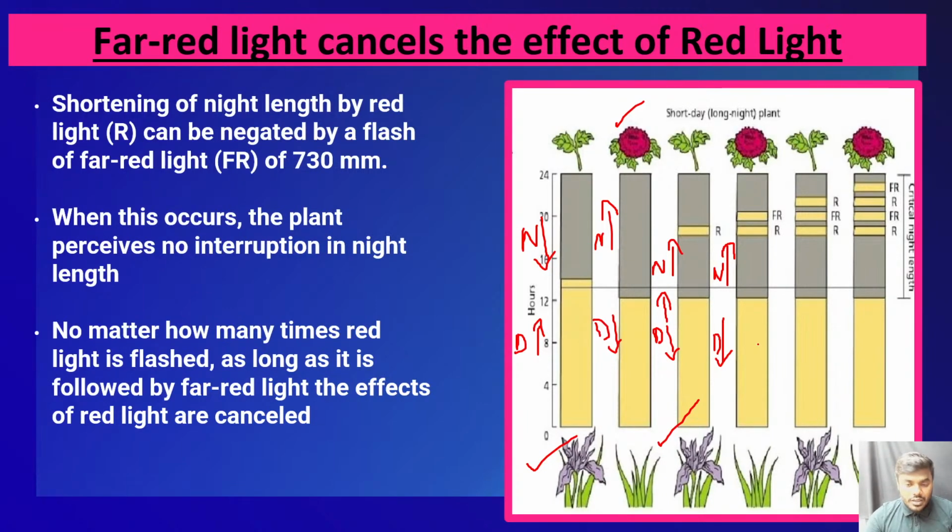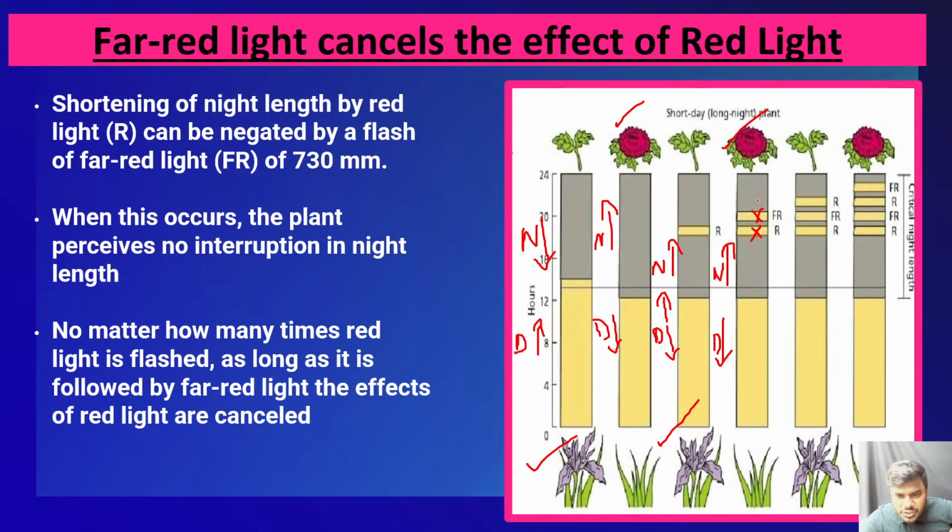What is the reason? Because friends, after the red light I have used the far red light. So friends, what does this particular far red light do? Far red light cancels the effect of red light. Very simple. Now you can ask me, sir, what exactly red light is doing here? Red light is increasing the day length. Then far red light cancels the effect of red light. Now friends, day length never increases. Which length increases? Night length increases. Then the short day plant will flower.